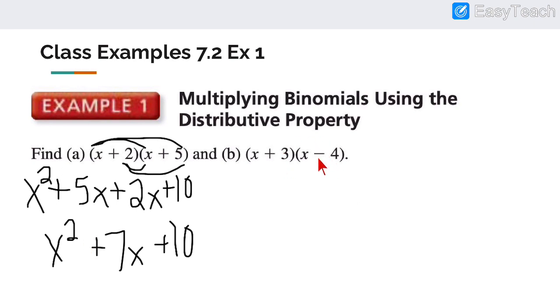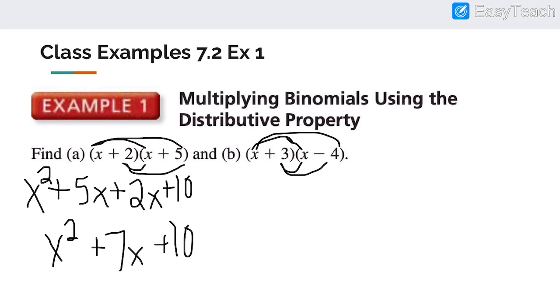Notice this one now has a negative value and a positive, so that might make some differences in how we work things through. Same idea applies. We're going to multiply the first piece in the first one to both pieces in the second, and the second piece in the first one to both pieces in the second as well.